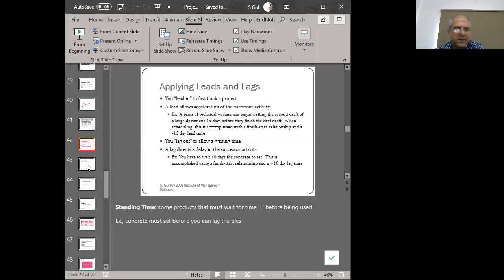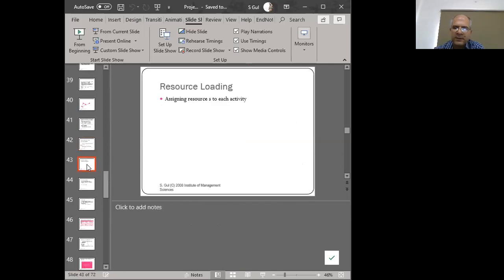So there may be a physical requirement or a procedural requirement, and you're unable to begin the next step. Resource loading is now assigning each of the activities to a group or to an individual. So if you assign me a particular activity and you say you've got 60 hours of work to be done in a week and a half, and you write my name against it and you make me busy, that means that you are loading. You have loaded me onto that activity.